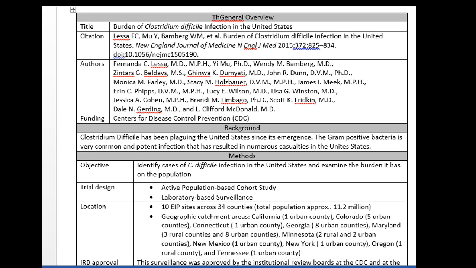Little background. C. difficile has been around for quite some time. Some individuals decided to conduct some research on the evolvement of the disease, and the research was conducted using active population-based cohort studies and laboratory-based surveillance methods. A laboratory study is done by conducting research in a laboratory, of course, using special equipment to find effective treatments. Disease surveillance, which they used in this study, is essential for guiding the public health response to infectious diseases.